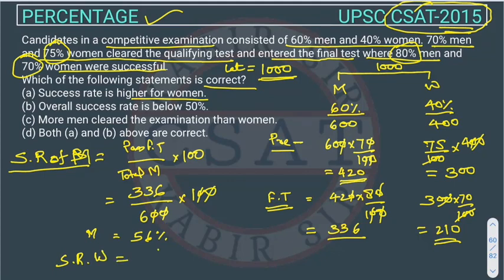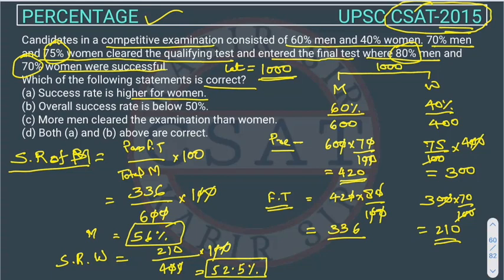Similarly, we will calculate the success rate of women. How many women passed? 210. What was the total number of women? 400 into 100, right? So this will come out to 52.5%, right? So the success rate of men is more than the success rate of women. So this option is wrong.